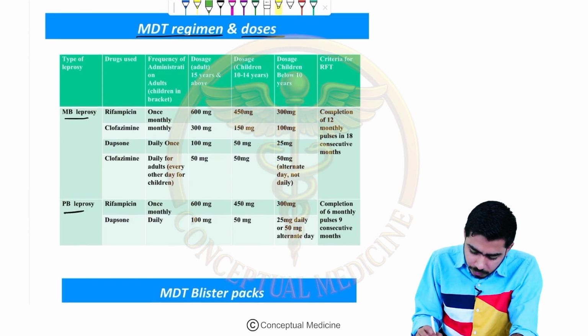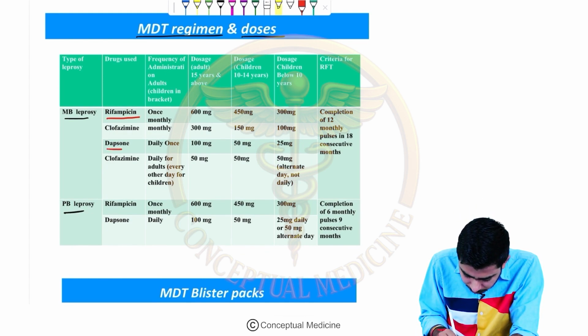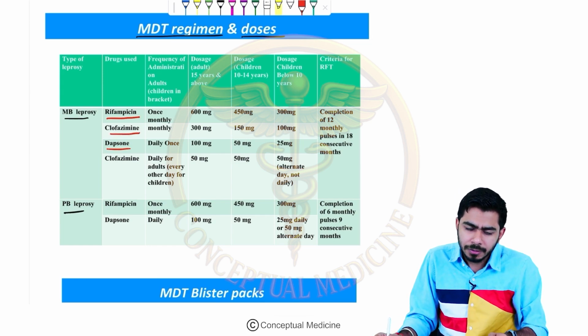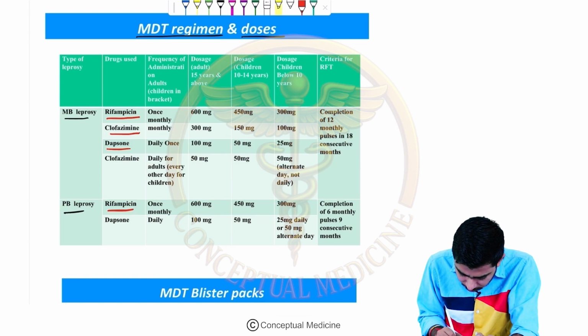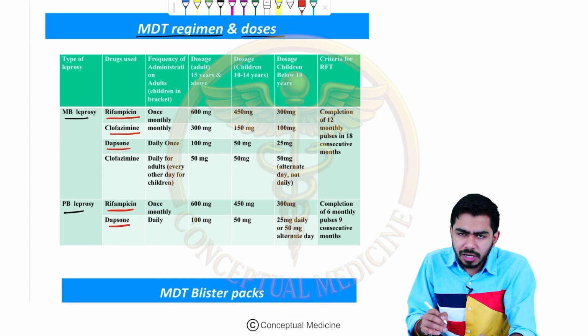Let's talk about them as well. Okay, so here they are saying, guys, that for the multibacillary we are using the Rifampicin, the Dapsone, and the Clofazimine. So we are using 3 drugs in the multibacillary, right? For the Paucibacillary we are using the Rifampicin and Dapsone, only 2 drugs, right? So for the Paucibacillary, let me tell you over here.